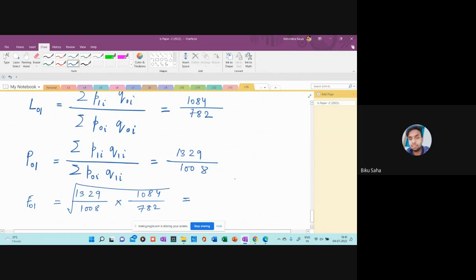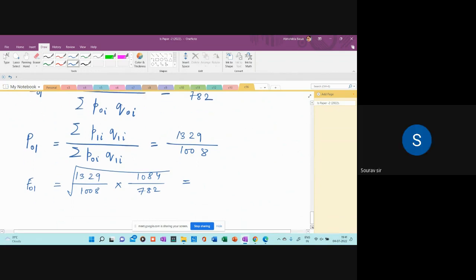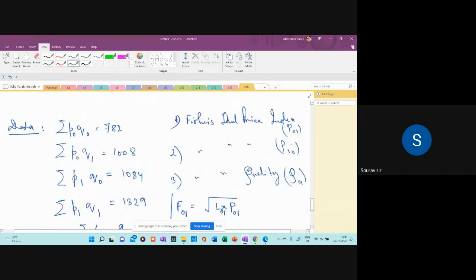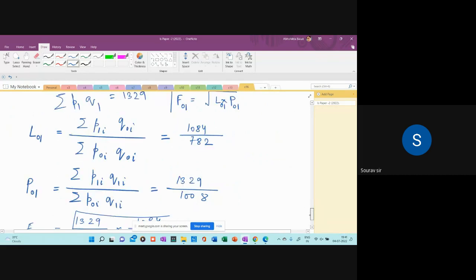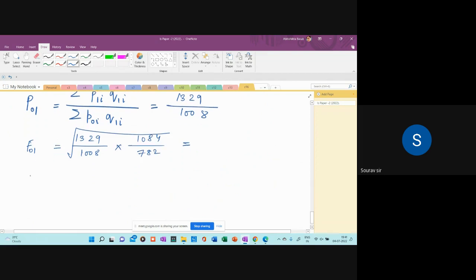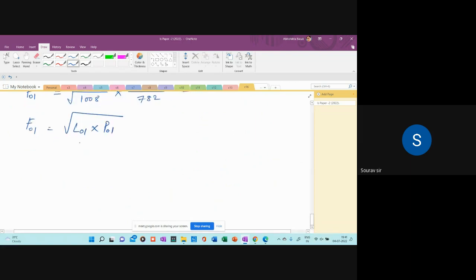Yes, ma'am. Okay, next moving on to what they have asked for, Fisher's ideal index. They have given P naught 1, I have just changed the notation as F naught 1. So P1 naught. These are all basically price indexes. So I need the Laspeyres index L1 naught and P1 naught. F1 naught is going to be obtained from the square root of L1 naught into P1 naught. So you have to tell me the formula of L1 naught.